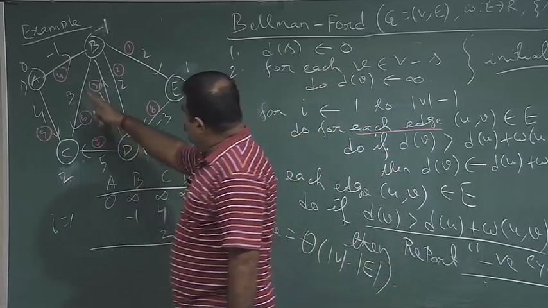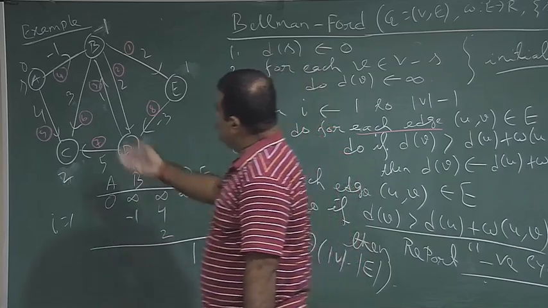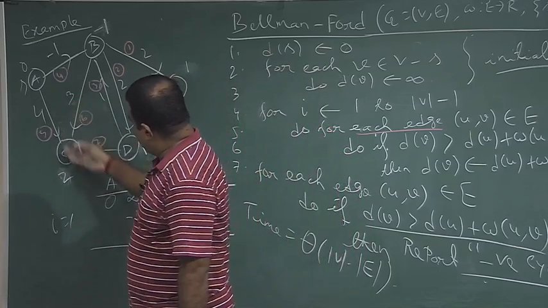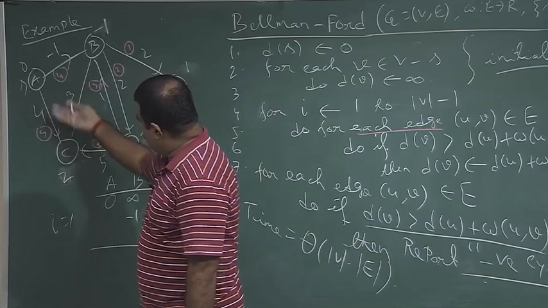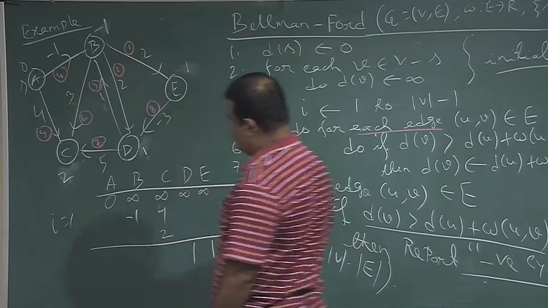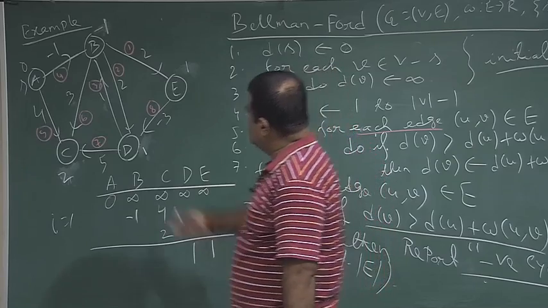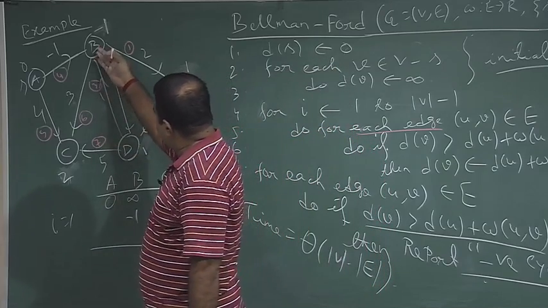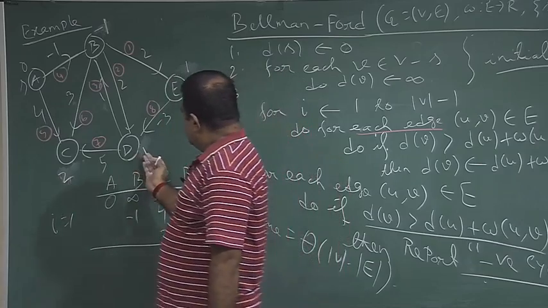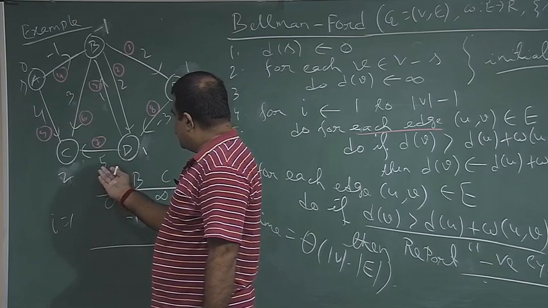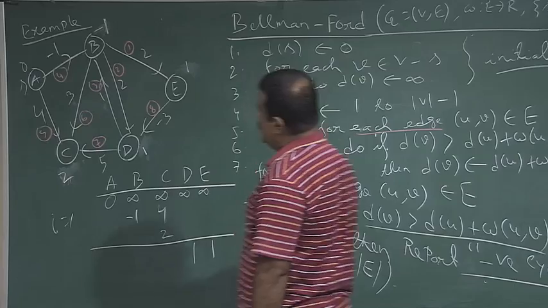Then edge number 4 we check, edge number 4 also remains unchanged. For edge number 5, this is 0, so this is 0 plus 4, which is not better than 2. So we are not doing anything here. Edge number 6, this is minus 1, this also remains the same. Edge number 7 is 1 plus 5, so 6, which is not better than 2. So we will not do the relaxation.